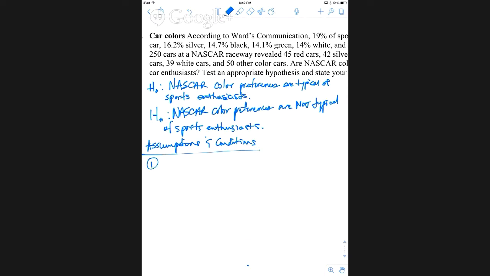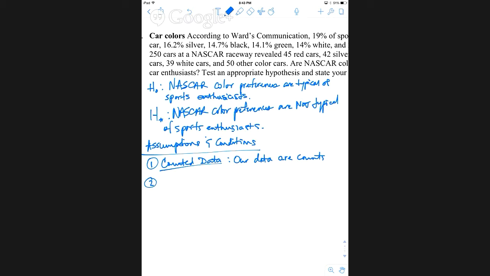Okay, our first assumption is that we have counted data, right? Our data are counts. That's pretty much all we have to say. We're going to show a table that's going to show these counts in just a second, but that's kind of all we have to say.